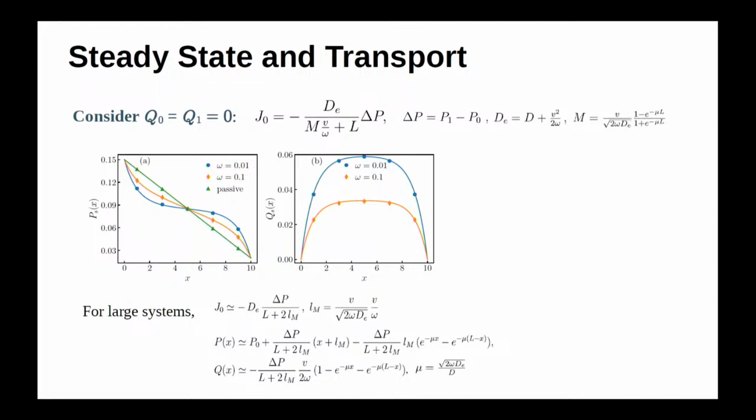If you take a large system limit, then you find that this is actually linear in the bulk, and the non-linearities come at the boundaries. This mu is something of order 1, it is a length scale, mu inverse is a length scale, and you form a boundary layer.